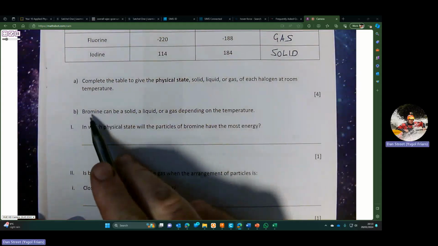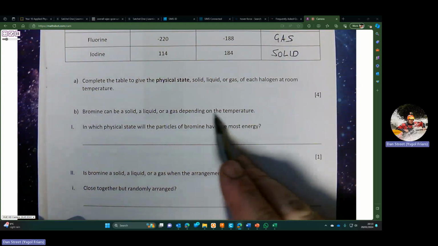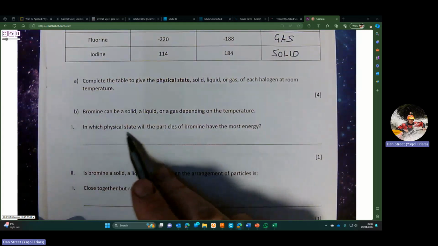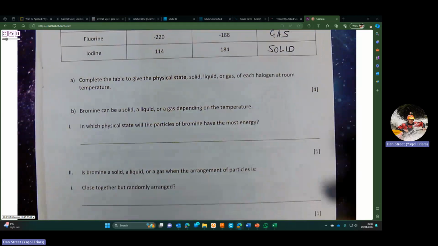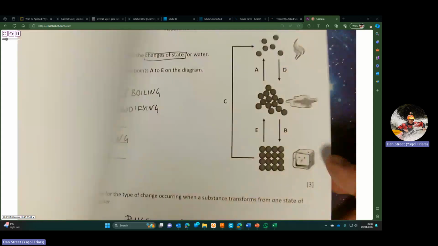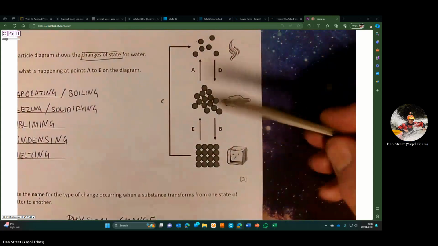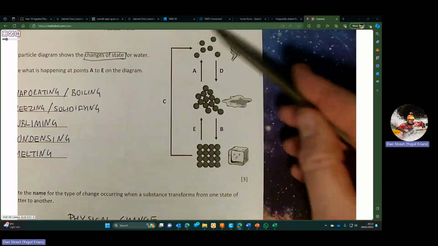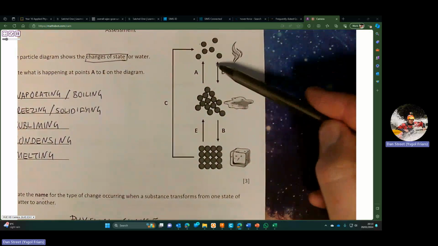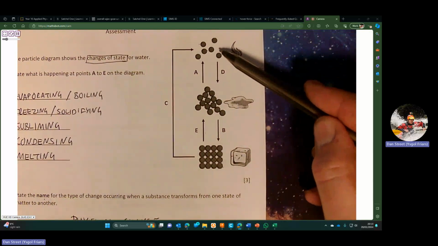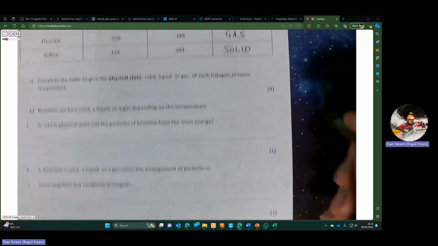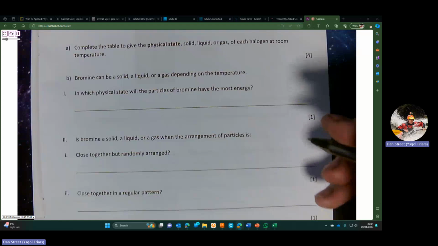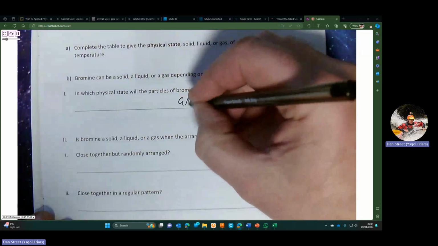Okay, the next part says bromine can be solid, liquid, or gas depending on the temperature. In which physical state will the particles of bromine have the most energy? If we go all the way back to the beginning of our paper here, solid, liquid, gas, these particles here are moving around all over the place. And from that, we can understand that they've got the most energy. So in which physical state will the particles have the most energy? That would be as a gas.